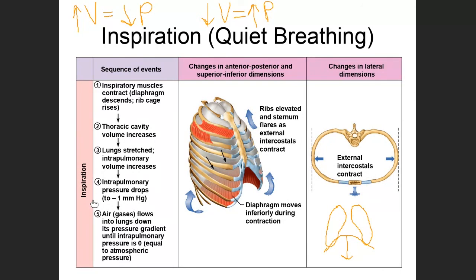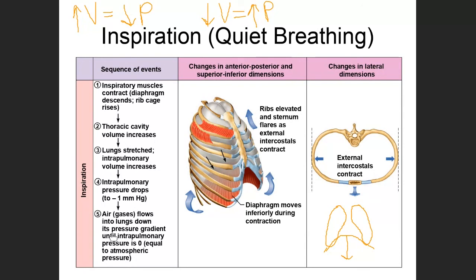Of course, as air moves into the lungs and more air builds up, that brings the pressure in the lungs back up until it hits 760 and we're at a 0 intrapulmonary pressure, and that's when your inhalation stops.